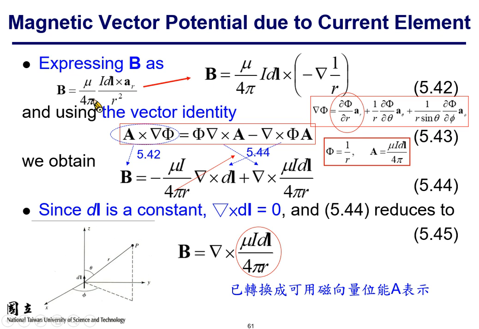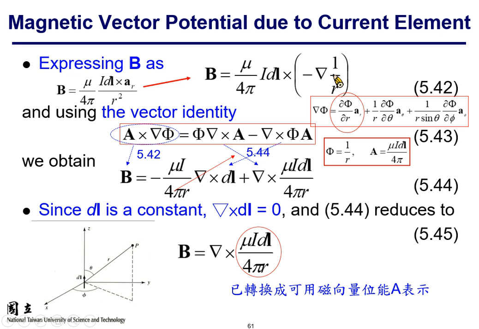Okay, so the first thing is we try to identify B as the gradient of 1 over R. I think I can't finish today, okay. So you should try this.